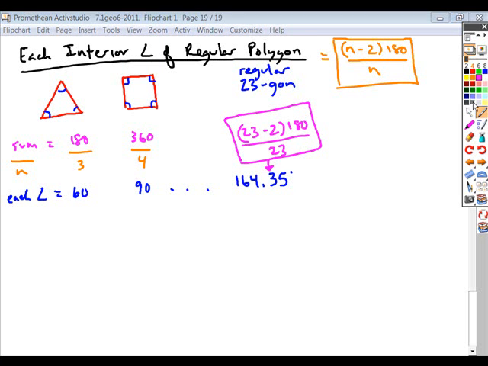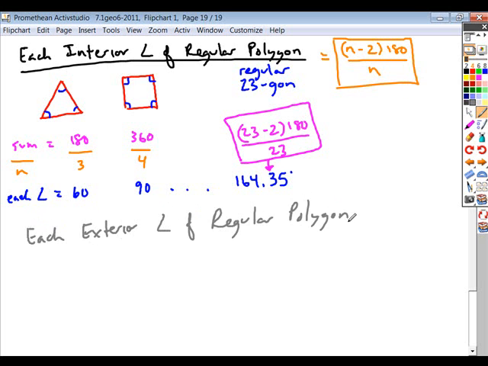Okay, let's talk about each exterior angle. Okay, so we saw that each of these interior angles was calculated in this fashion. We took the total sum of them divided by the number of sides. Well, what is the sum of the exterior angles in a triangle? 360. What about a square? 360. Doesn't matter what, right? It's always 360.